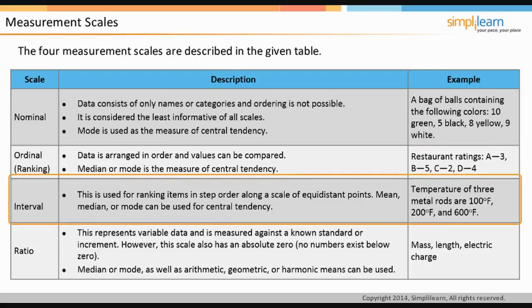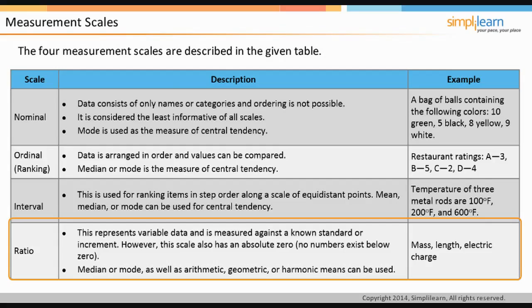The interval scale is used for ranking items in step order along a scale of equidistant points. For example, the temperatures of 3 metal rods are 100 degrees, 200 degrees, and 600 degrees Fahrenheit, respectively. Note that 3 times 200 degrees is not the same as 600 degrees as a temperature measurement. The central tendency here is mean, median, or mode. Mean is used if the data does not have any outliers.